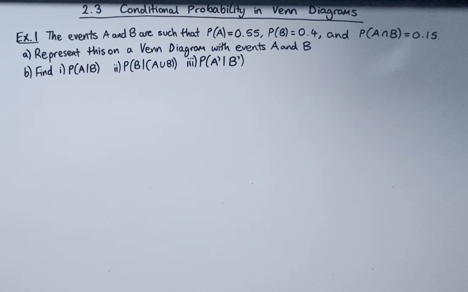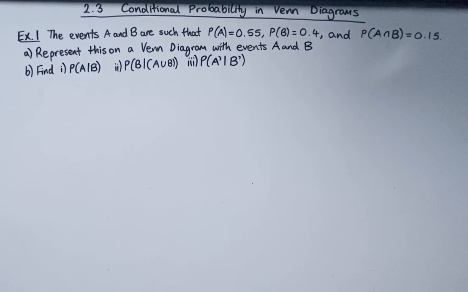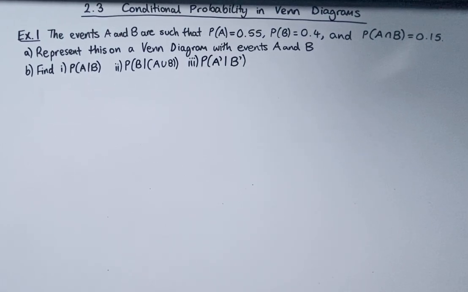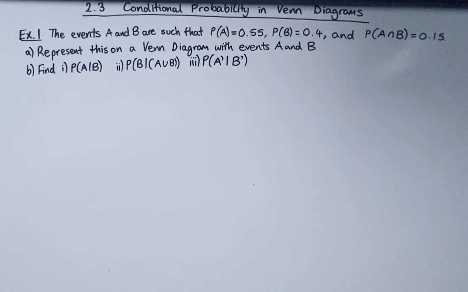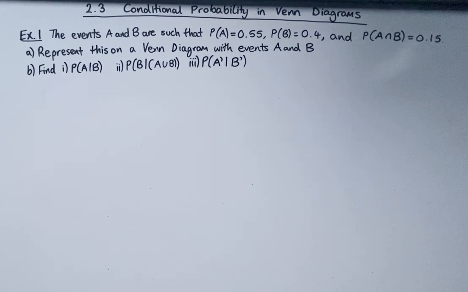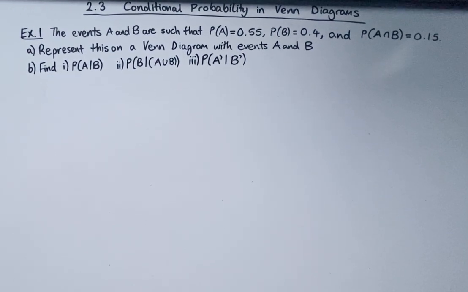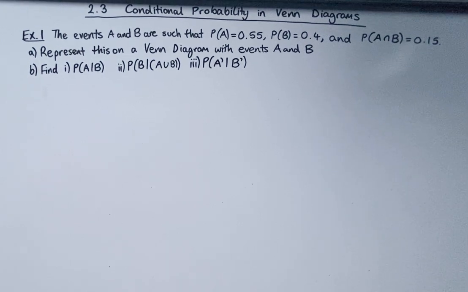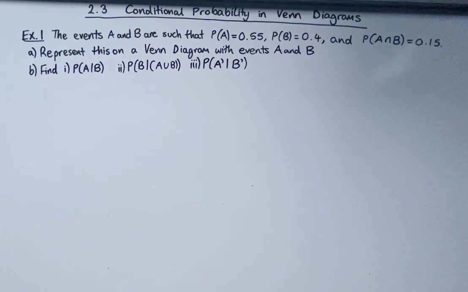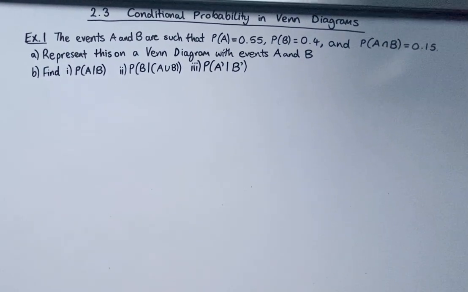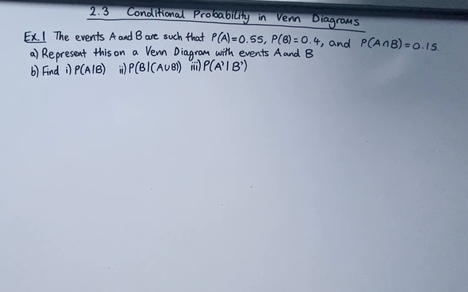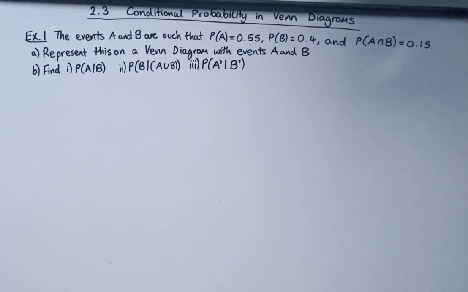The events A and B are such that the probability of A is equal to 0.55 and the probability of B is 0.4 and the probability of A and B is 0.15. Part A. Represent this on a Venn diagram with events A and B. And then part B. Find I, probability of A given B, II, probability of B given A or B, and then III, the probability of not A given not B.